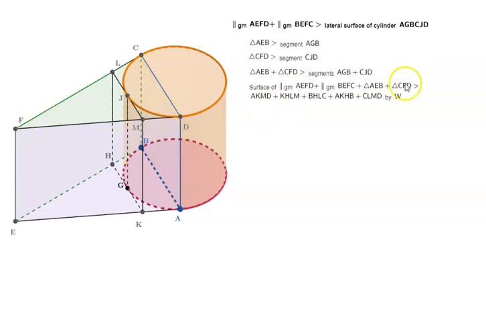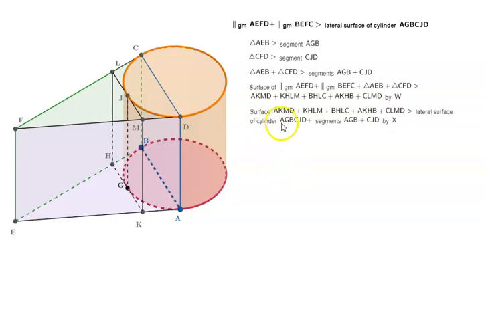Now, surface of parallelogram AEFD plus BEFC plus triangle AEB plus triangle CFD. When we add up all this, we end up with this entire solid being greater than AKMD plus KHLM plus BHLC plus the top and bottom, that is AKHB plus CLMD. Why? Because again the extremities are the same and one is included in the other. And here the extremity is the parallelogram ABCD. And let's say this is greater than this by a magnitude W.